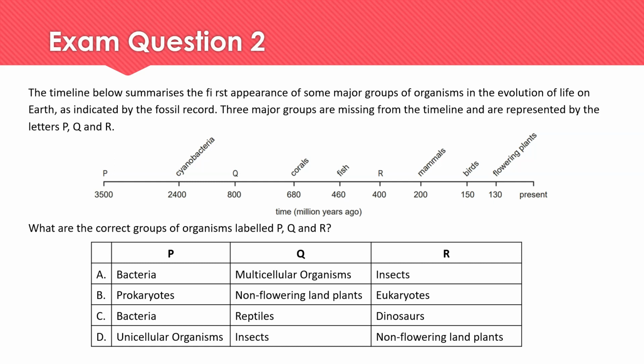Are they A, bacteria, multicellular organisms, and insects? B, prokaryotes, non-flowering land plants, and eukaryotes? C, bacteria, reptiles, and dinosaurs? Or D, unicellular organisms, insects, and non-flowering land plants?